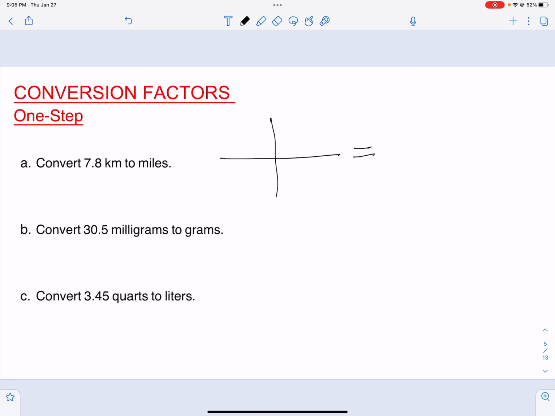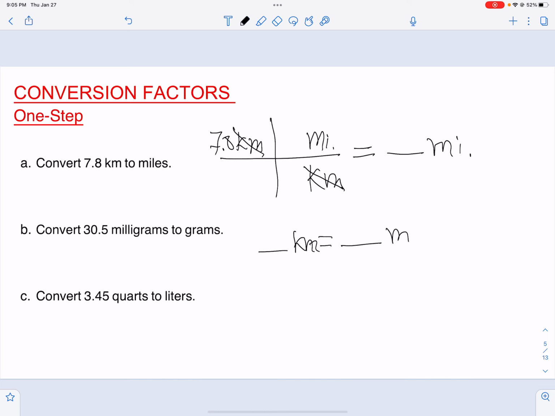The first one, 7.8 kilometers, and I want to find miles. Whatever I don't want goes at the bottom. That way it cancels. Whatever I want goes on top. That way I keep it. And the question is, what is the equivalence of kilometers and miles? Well, I don't know that from memory.